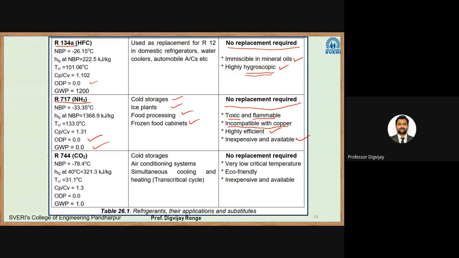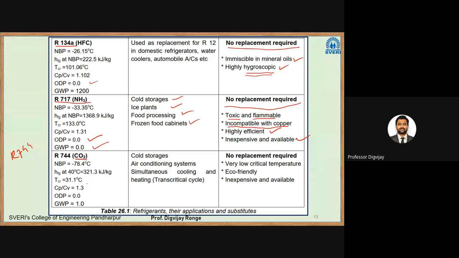But apart from that, it is highly efficient, inexpensive and available. The last refrigerant in our list is R744. R7 stands for inorganic refrigerant, followed by the molecular weight. So 44 is the molecular weight of CO2, which means we are dealing with CO2. So R744 is CO2.